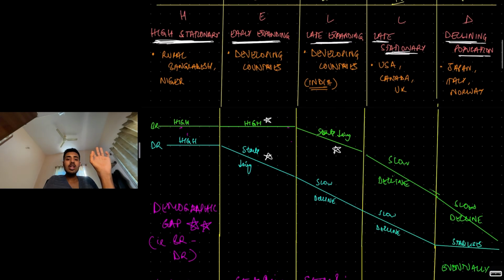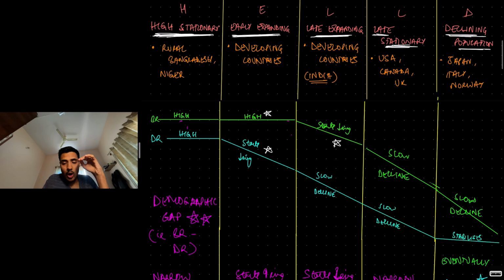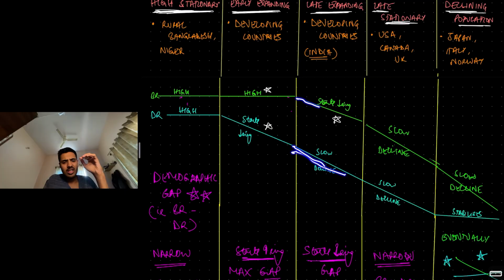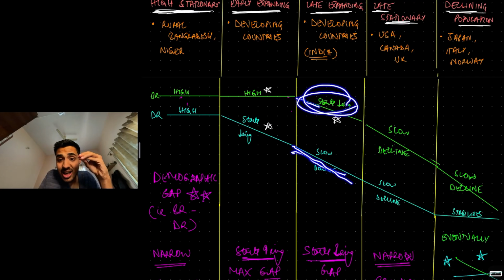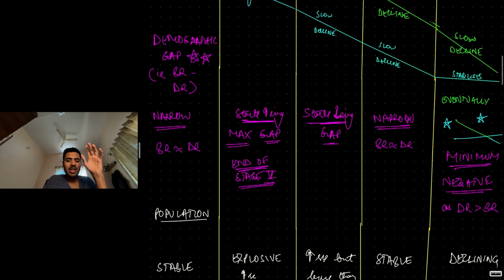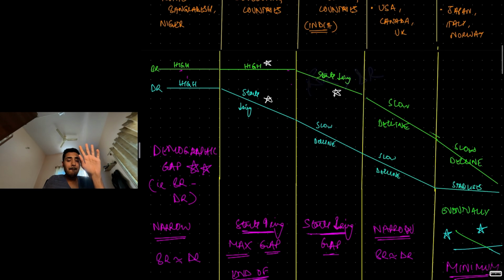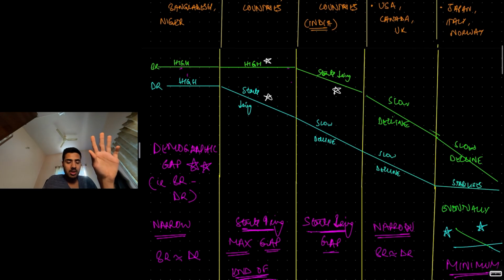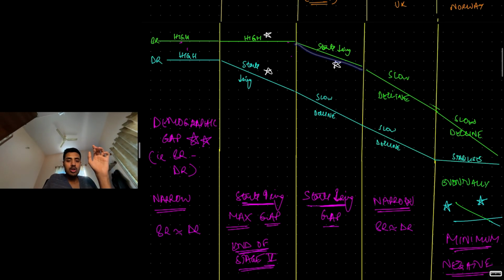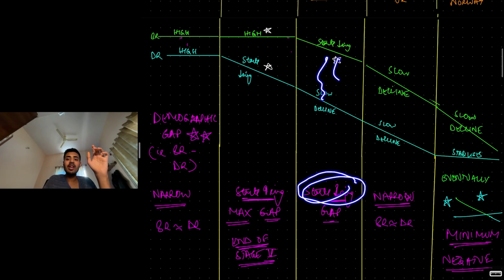Next, coming to late expanding. Now, in late expanding, birth rate also starts decreasing. Death rate has continued to decline; it is still in slow decline. Now, birth rate starts decreasing, but the decrease in birth rate is not as much as the decrease in death rate. That is, birth rate is still more than death rate. But birth rate is also decreasing, so the demographic gap starts decreasing.